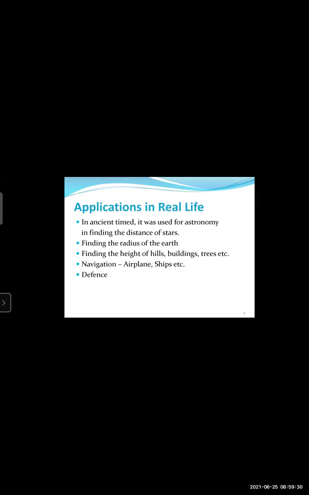Why do we learn trigonometric ratios or trigonometric identities in real life? In ancient times, it was used in astronomy for finding the distance of the stars. When we wanted to find the distance to a star, we used the trigonometric ratios. It was used for finding the radius of the earth. And for finding the height of hills, buildings, and trees, we apply trigonometric ratios.